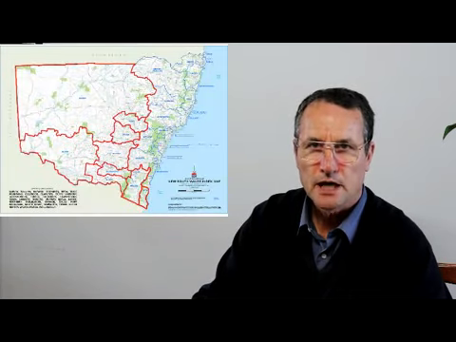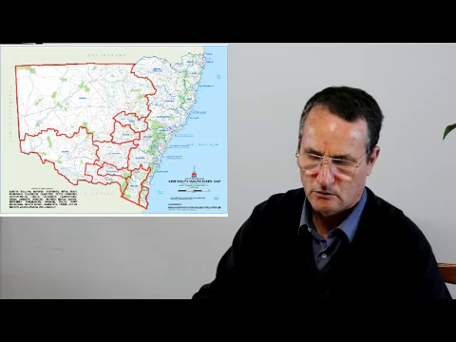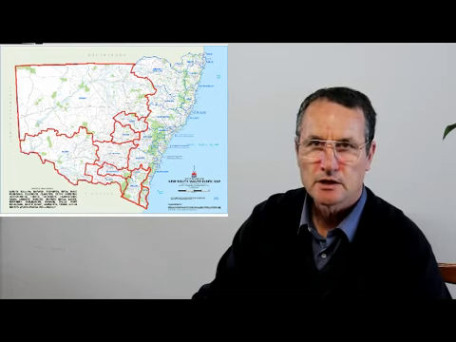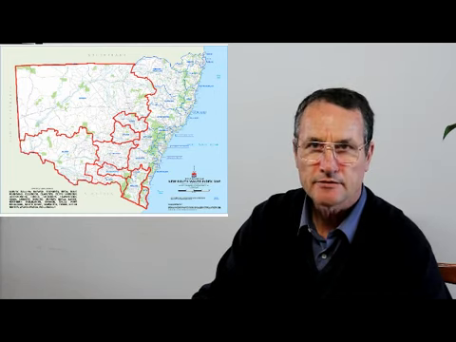435,000 is the equivalent of every voter in 8 1/2 electorates. It is the equivalent of every voter in Murray, Barwon, Albury, Wagga, Cootamundra, Orange, Dubbo, Monaro and half of Bega.